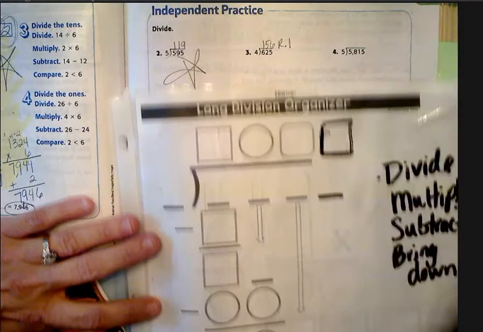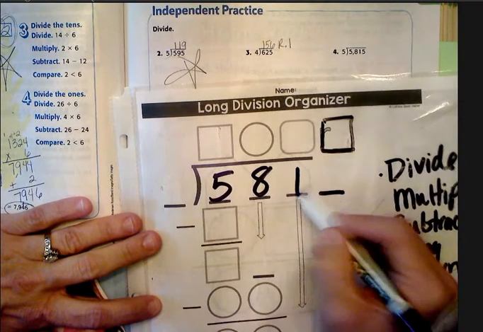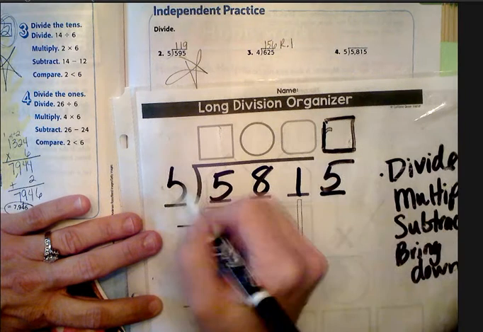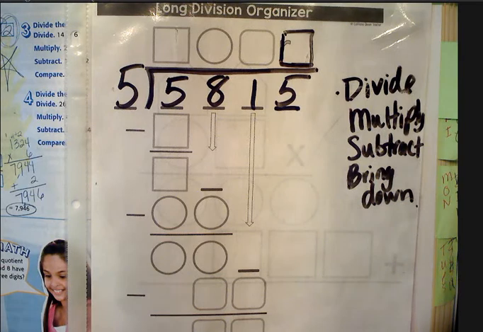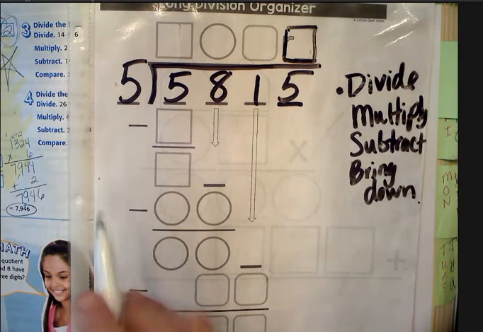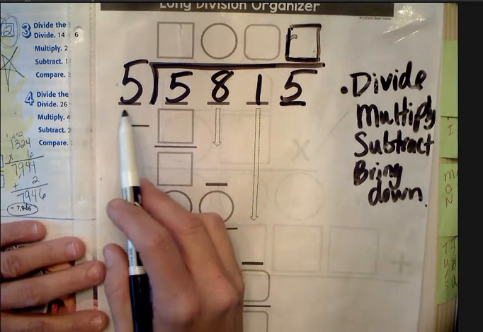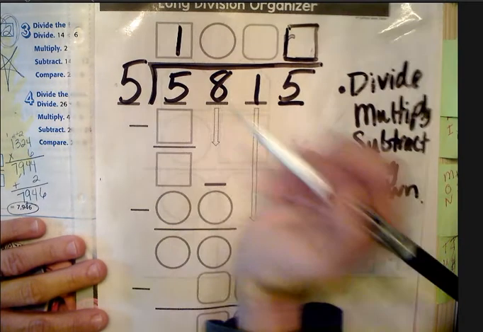We have 5,815 divided by 5. Oops, I forgot to do my divided by 5. Divide, multiply, subtract, and bring down. We start with divide. We always start with divide. So we're just going to ask ourselves, how many times does 5 go into 5? Oh, that one's easy. 5 times 1 is 5, so it's a 1.